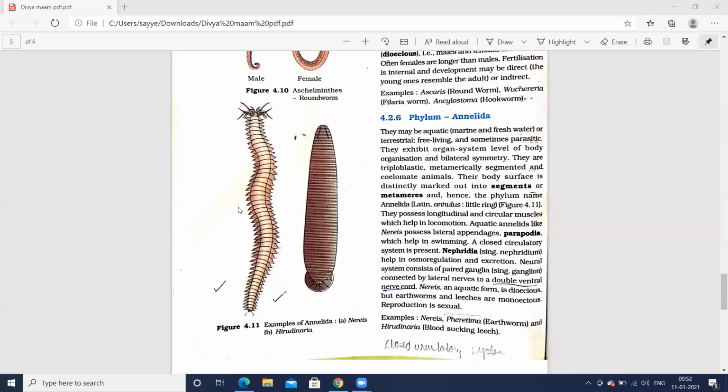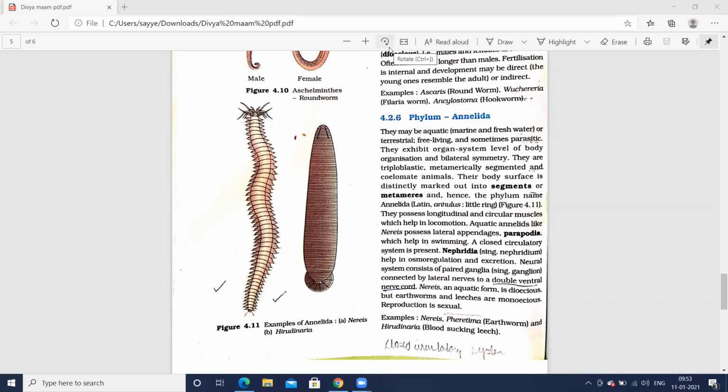So parapodia is a feature of which kind of annelids? Aquatic. The word Annelida comes from the Latin word. Which is the word? Annulus. Very good. And what does annulus mean? Little ring.